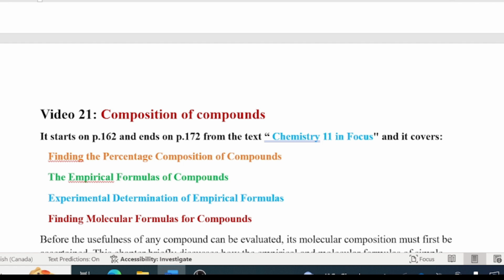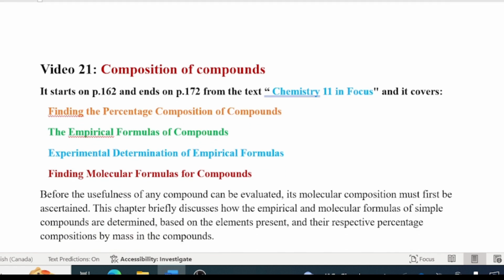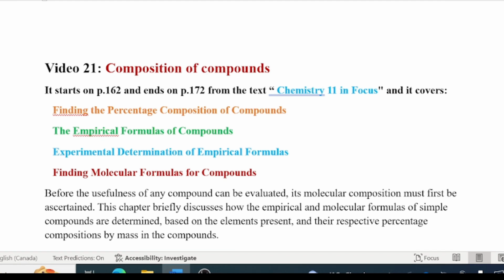Today our lesson deals with finding the composition of compounds. It starts on page 162 and ends on page 172 from the text, Chemistry 11 in Focus. We'll be looking at how you find the percentage composition of compounds, finding the empirical formulas for compounds, and how the empirical formula of compounds can be determined experimentally. And then we use the information gained there to find the molecular formulas for compounds.